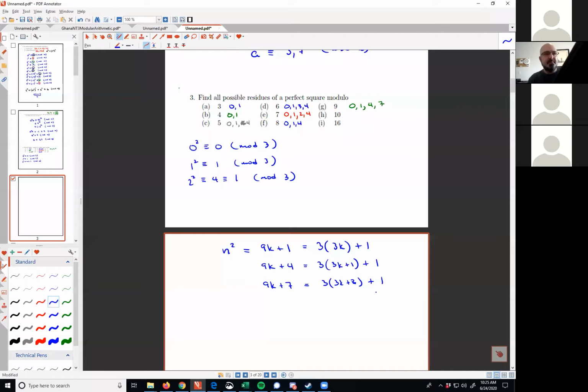So if we look at part A on this, what we can see is that 1, 4, and 7 are all part of 1 mod 3. Did I make that clear? Yeah. And otherwise, we have a multiple of 3. And a multiple of 3 squared is going to be a multiple of 9.